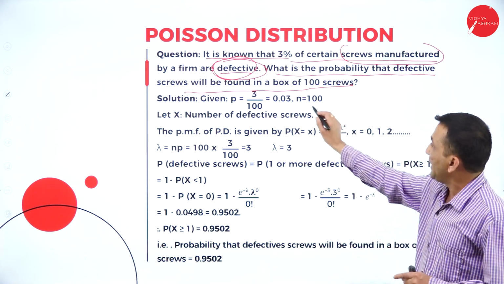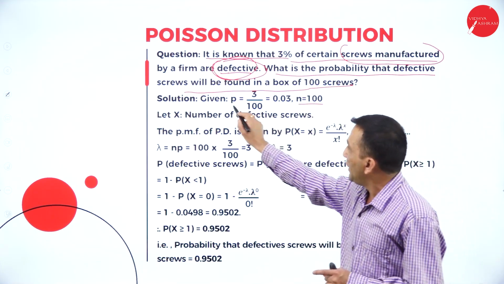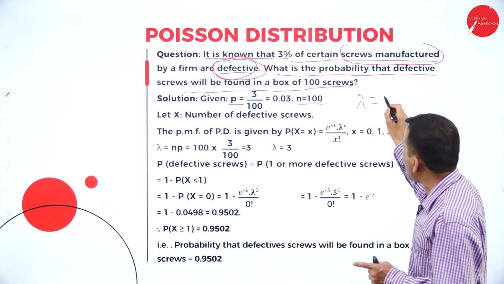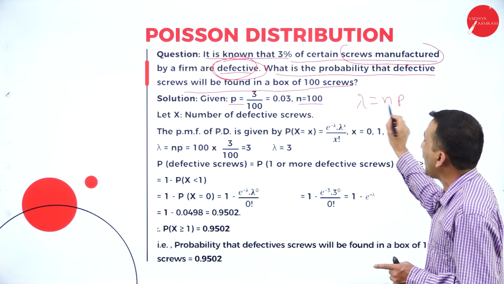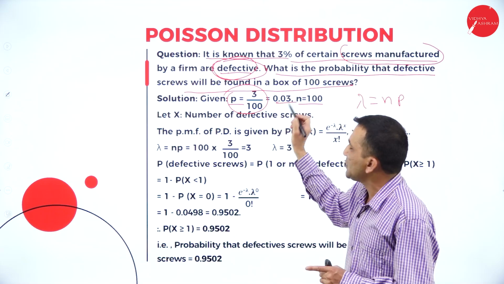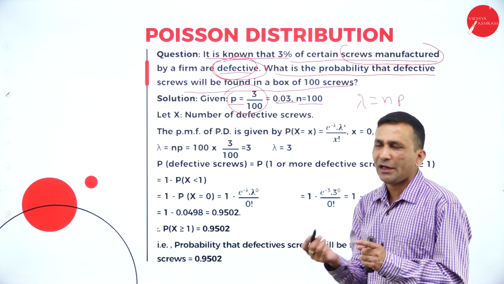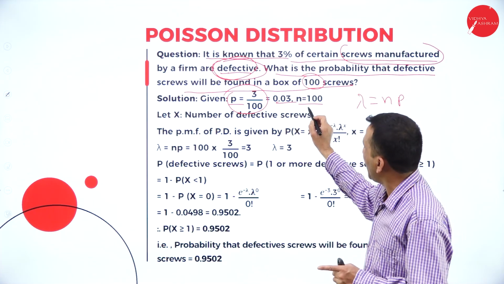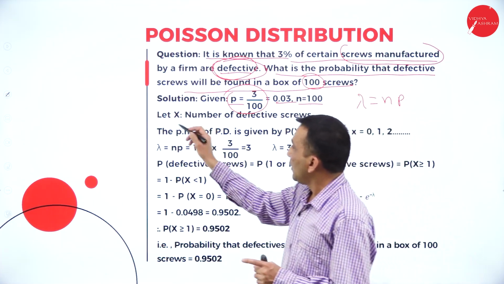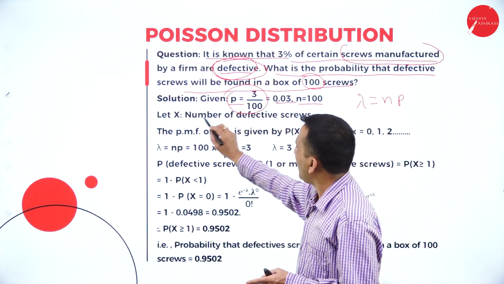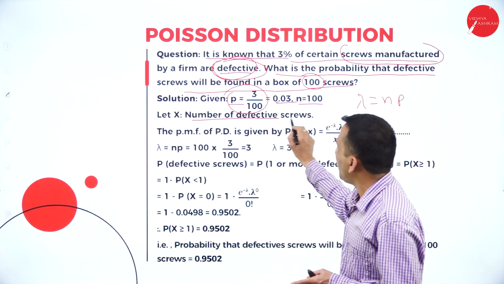So here n is given directly. The probability p is given. So you know in this case lambda is equal to np. You have to multiply. So the p value is given as a fraction. Okay, so n is a small letter: the number of screws in the box, how many you are finding? Here 100 you are finding. So now from the question we need to set the event. So we have identified X as the number of defective screws.